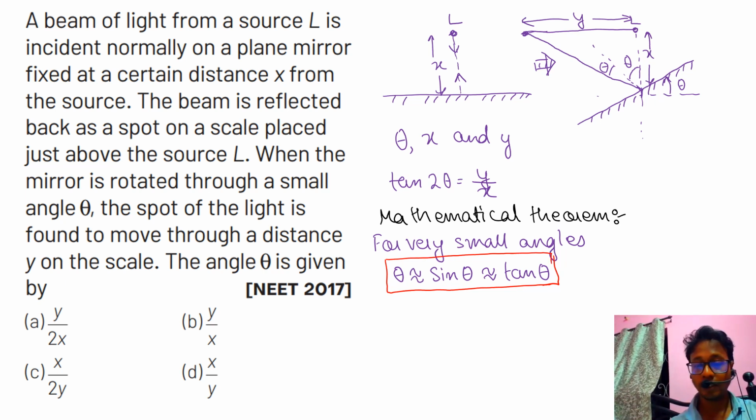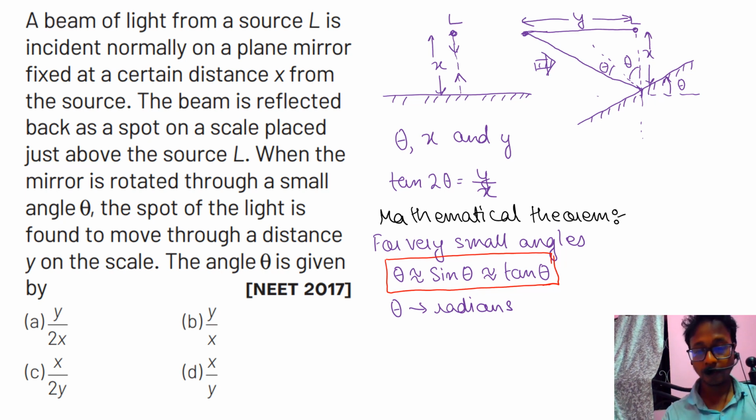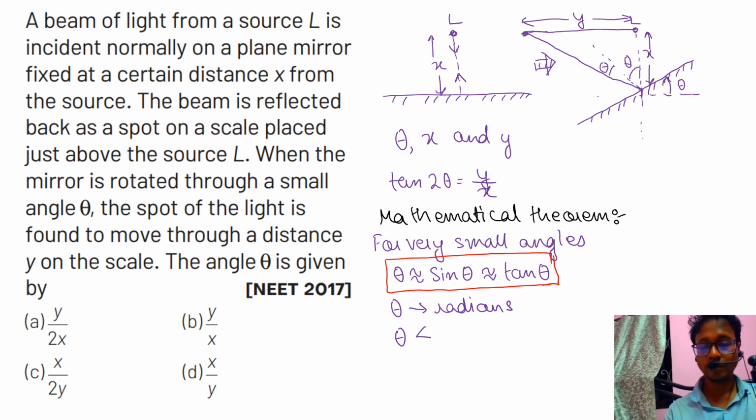Now one important thing out here: theta should be in radians. Don't write theta in degrees. That means 15 degrees is equal to sine 15? It is impossible. The value of sine can never be greater than 1. So always write theta in radians. And theta should be nearly less than 15 degrees. 15 degrees is pi by 12, so theta should be less than or equal to pi by 12 radians.